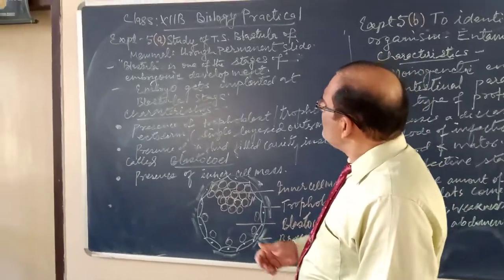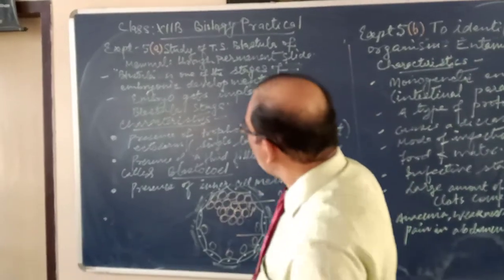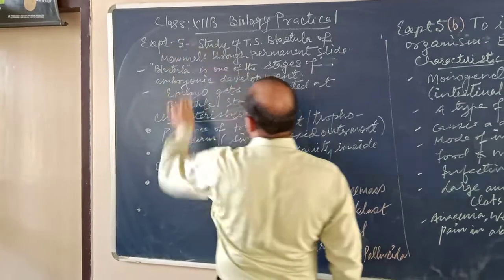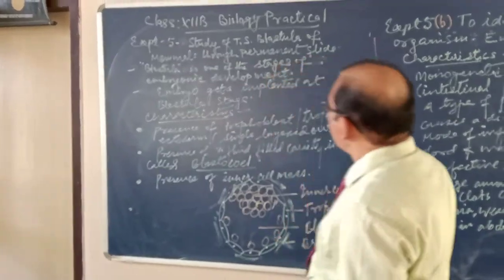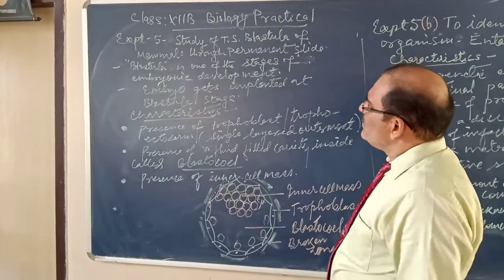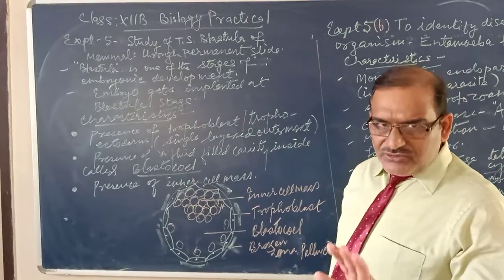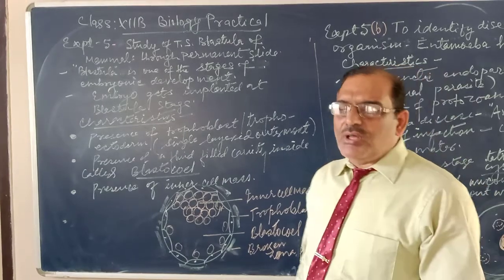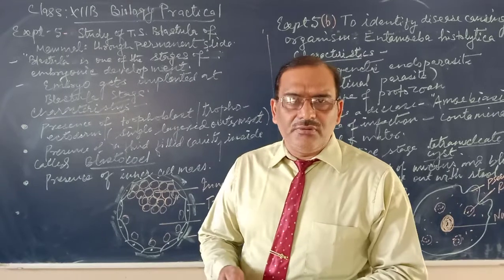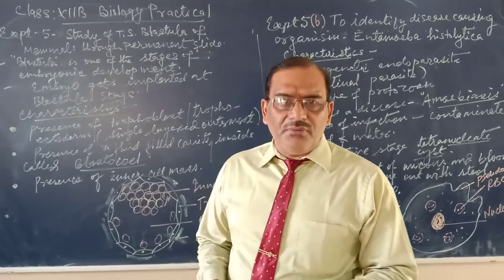The fifth one is a study of TS of blastula of mammals through permanent slide. We don't have to prepare the slide. We already have a permanent slide in the lab of TS blastula of mammals, amphibians, different animals. So we have to study the TS blastula of mammals.